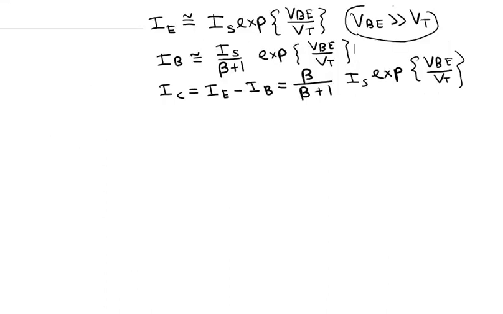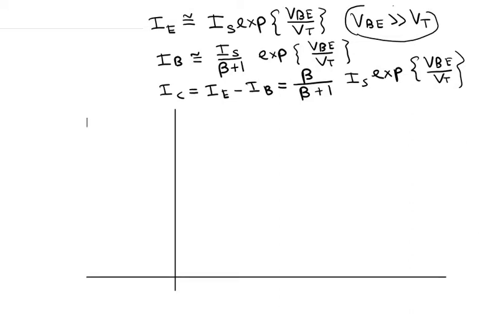VCB is the reverse bias voltage, or VCB makes the base to collector junction reverse biased. So this x-axis here is VCB.